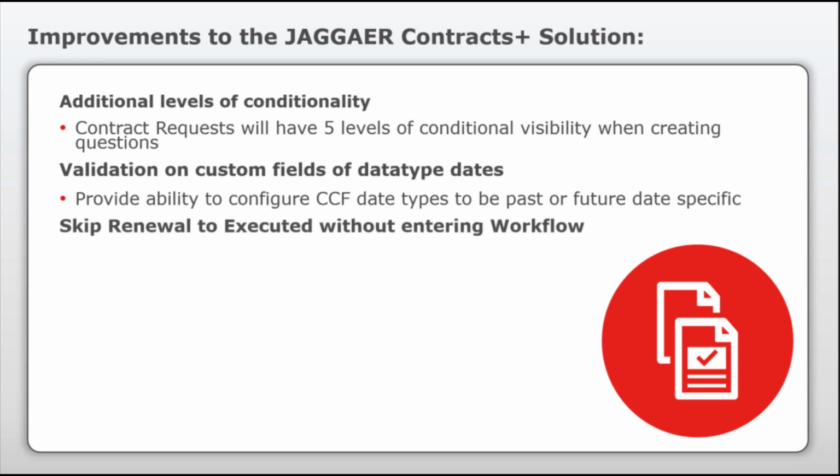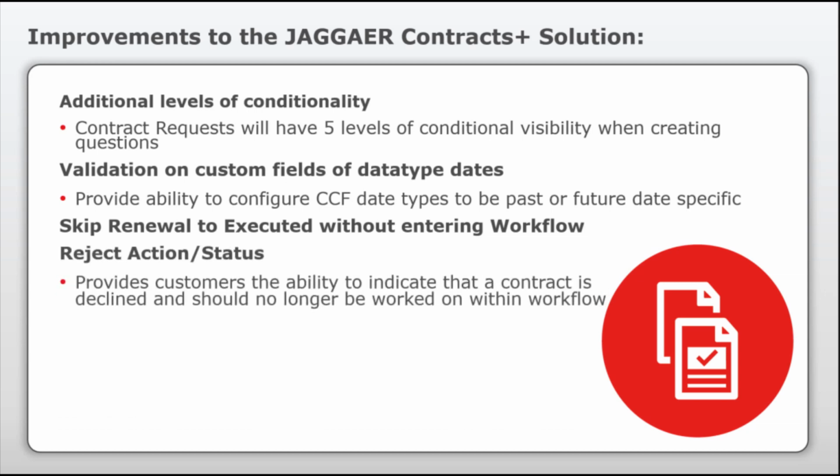We brought in a feature to skip the renewal to execute it without going into workflow if you have automatic renewals configured. We brought in a reject action and status. So this gives our customers the ability to indicate that a contract has been declined and should no longer be worked on within the workflow.